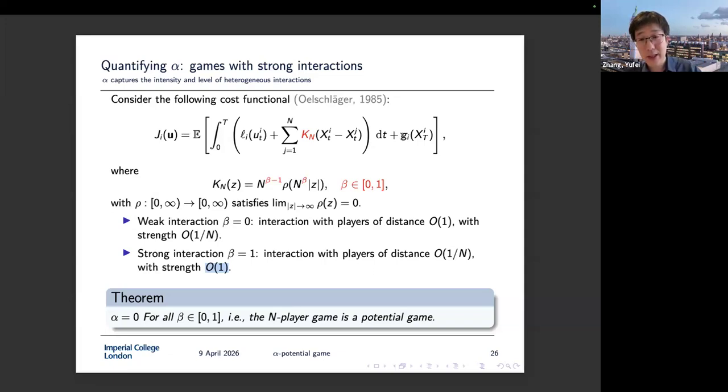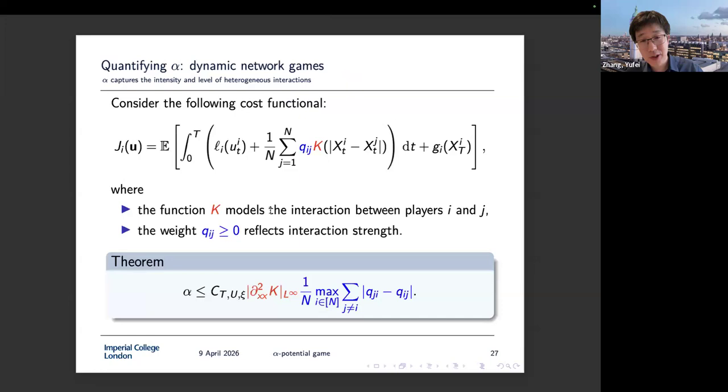So in this case, I can allow different players to have different target positions gi. They can have different penalties for their own control, and I don't need to impose a homogeneity assumption in this case. So roughly speaking, in this case, alpha captures the intensity of the interaction.